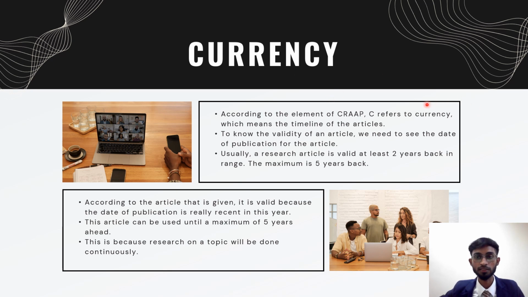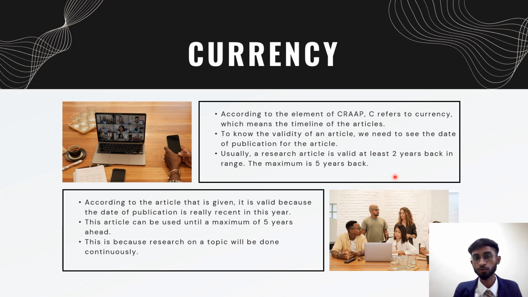To know the validity of an article, we need to see the date of publication for the article. Usually a research article is valid at least 2 years back in range. The maximum is 5 years. There is a reason why we are looking for a research article that is not more than 5 years, because we want something that is current, that meets the current trend.